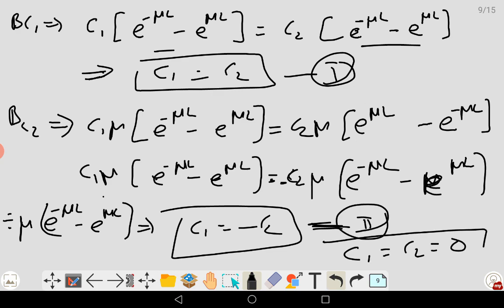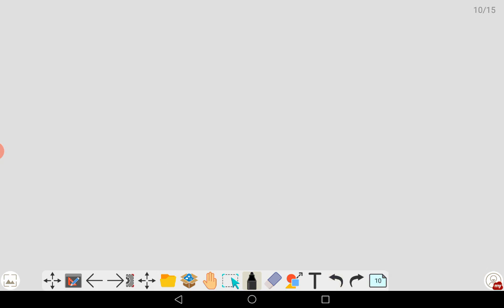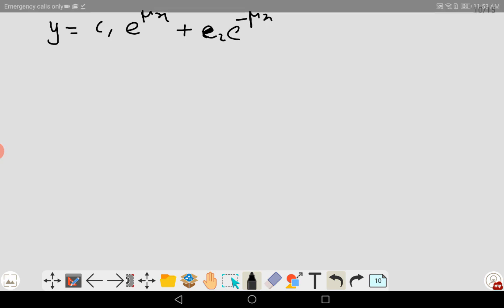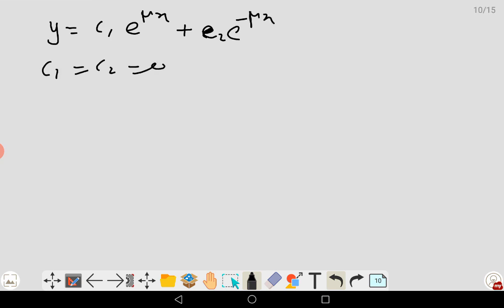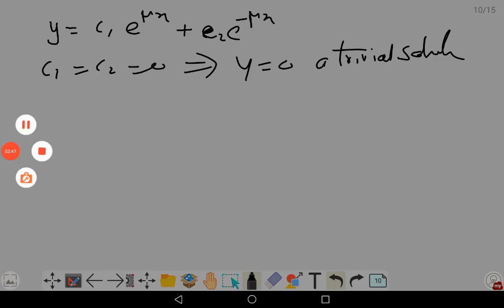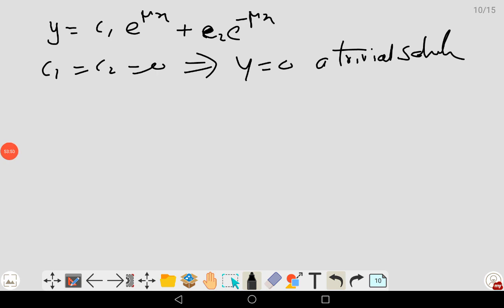These two are possible only when c1 and c2 are zeros. Otherwise, both cannot be true. So c1 and c2 are 0 in the first solution of y. What is y? y is c1 e power mu x plus c2 e power minus mu x. c1 and c2 equal to 0 gives y equal to 0, a trivial solution. So there is no eigenvalue in this case.